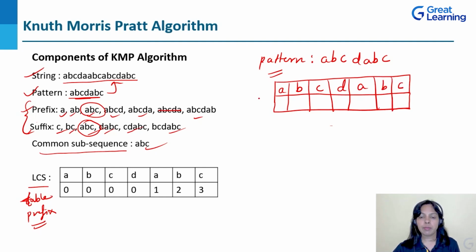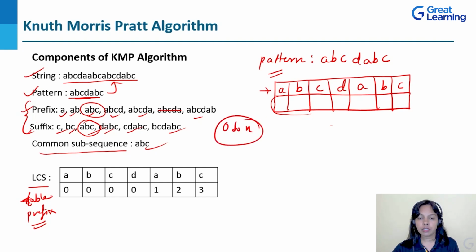Programmatically, when we implement it, we can eliminate this part and just have this as part of the table. But here, to understand, let us put it in this format. So the first row will be the characters of the pattern. The second row will have certain values, starting from 0 to n. Now what are these values?